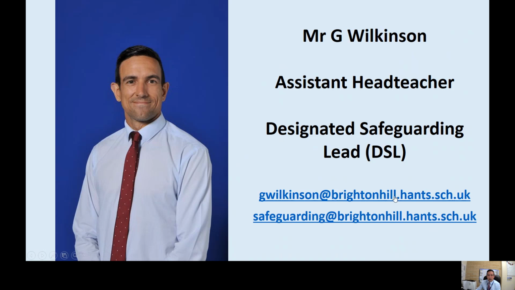My email addresses are there. That's my school email address, but there's also a generic email address, safeguarding@brightonhill.hants.sch.uk, which you can use to report concerns about yourself or any other child. Parents, you can use that email address too, again, to report concerns about your own child or indeed any child if you have concerns. When I say any child, I mean any child. That doesn't necessarily have to be a child at Brighton Hill.